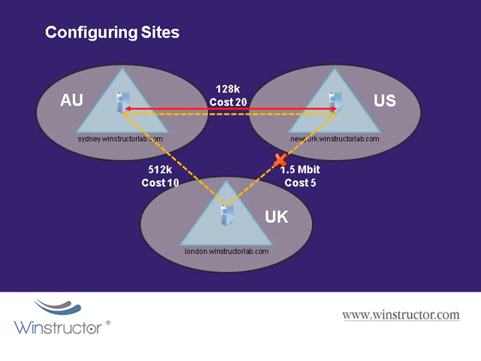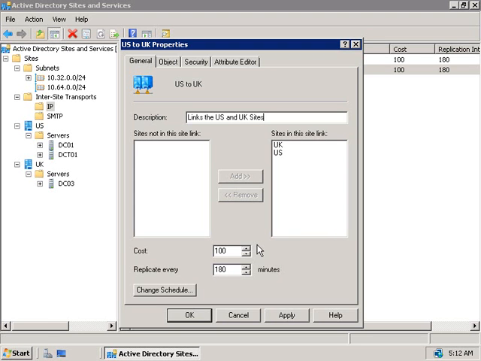However, if this link between the US and the UK goes down, it will revert to the next lowest cost, which in this case is the 128K link between Australia and the US. So remember, especially if you're planning on sitting Microsoft exams, it's always the lowest overall cost that is going to be the preferred communication path.